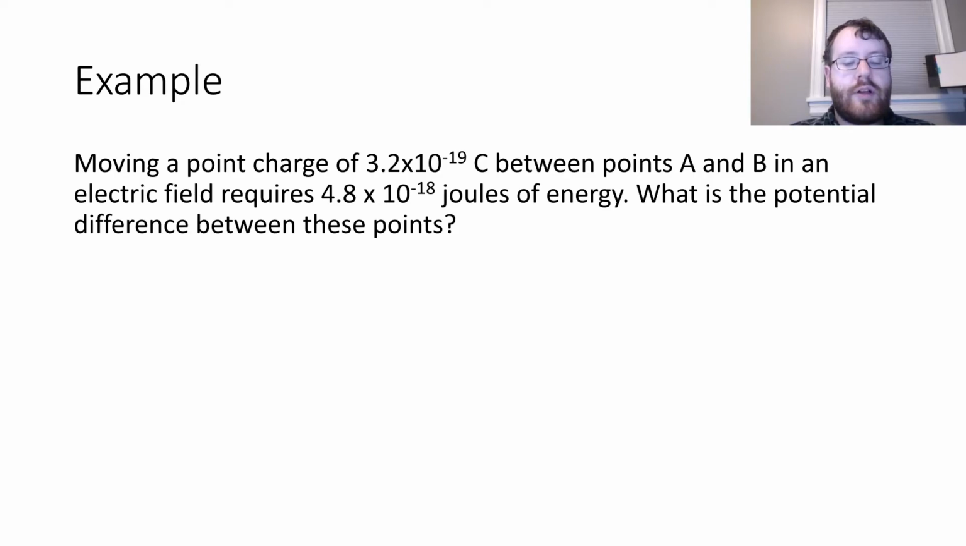And it's moving through an electric field, and it requires 4.8 times 10 to the minus 18 joules of energy. So to move this particle in this field, it takes a certain amount of energy to do that. Now we're going to calculate the potential difference between these 2 points. The potential difference is given by this formula right here: the potential difference is equal to the work divided by the charge.